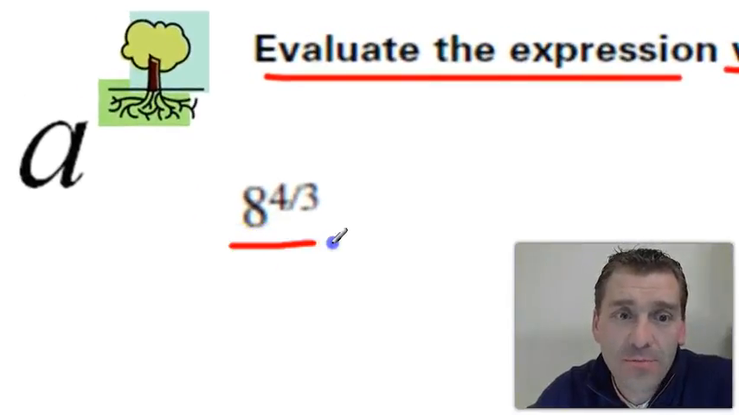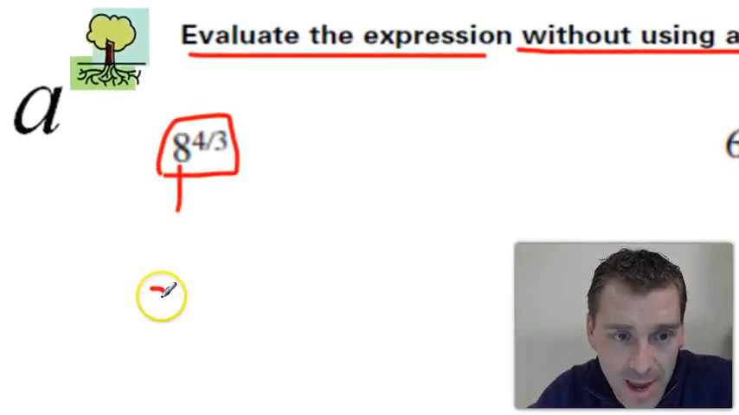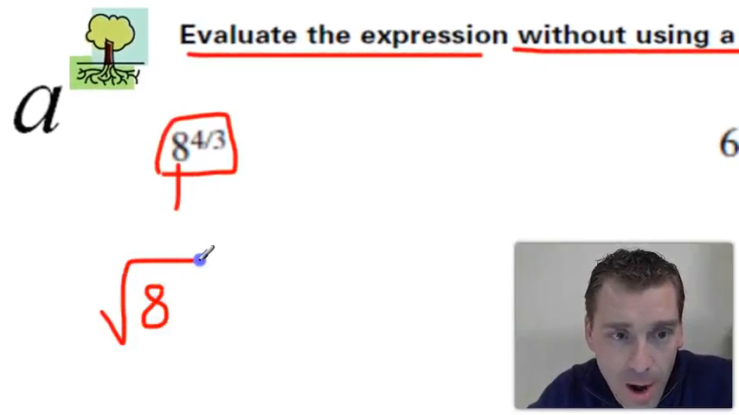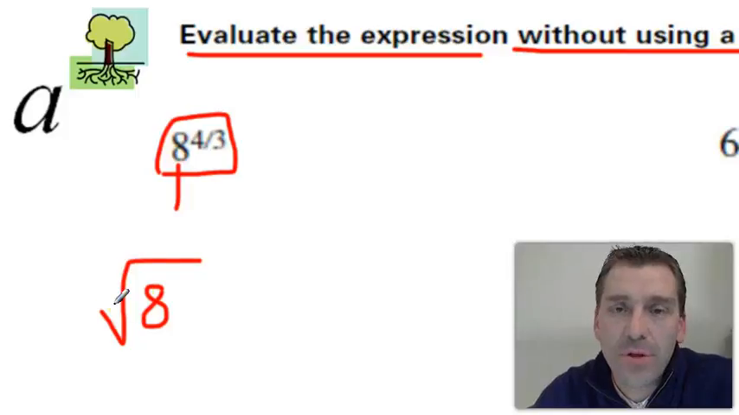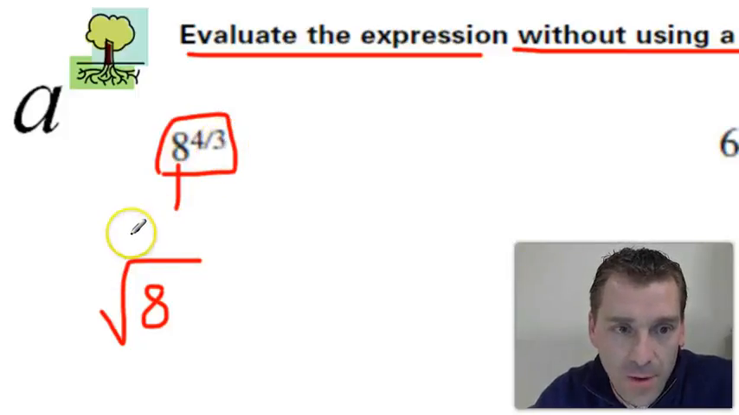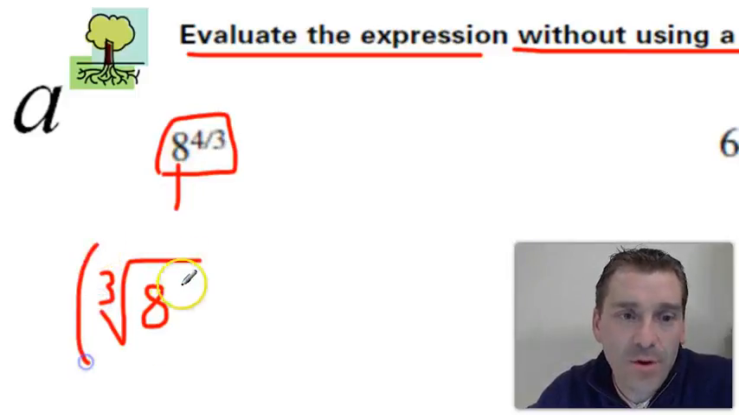Well, how do I rewrite this? Well, first of all, let's rewrite this into radical notation. There's my base. So 8 goes in the radical. What goes in the V? Well, let's figure out what kind of a root it is. Oh, 3 is my bottom number. So it is the cube root of 8. And then I'm going to raise that to the power of 4.